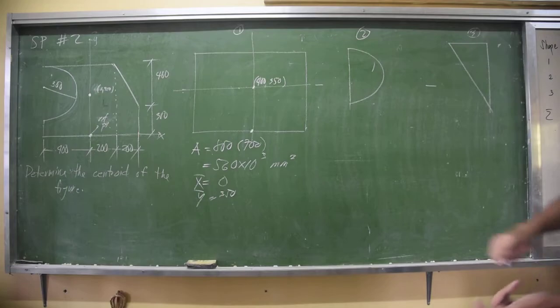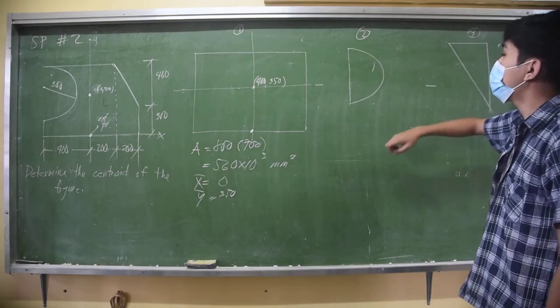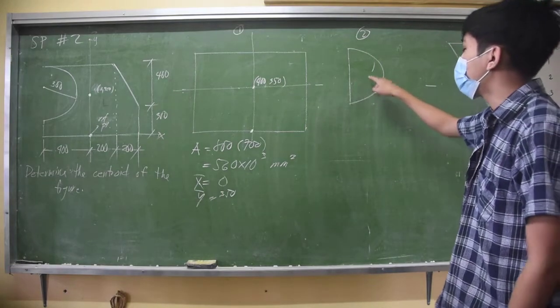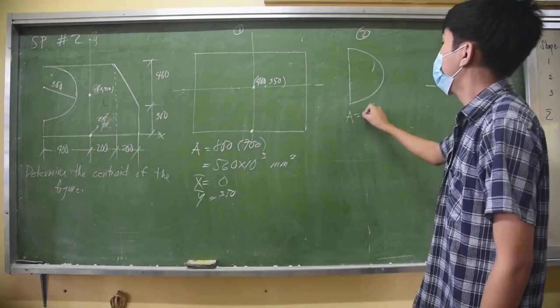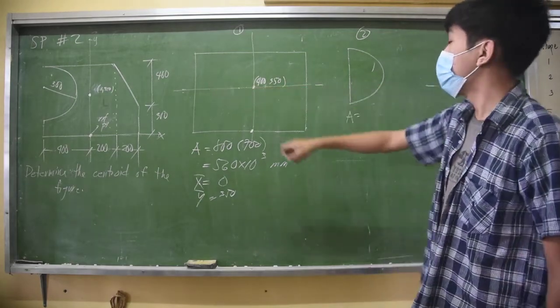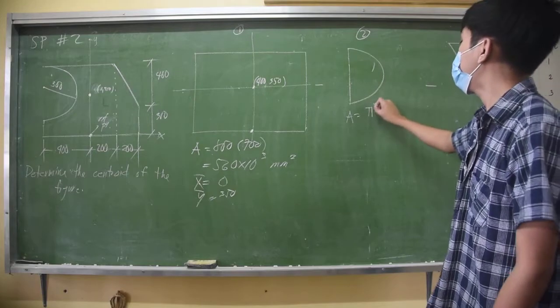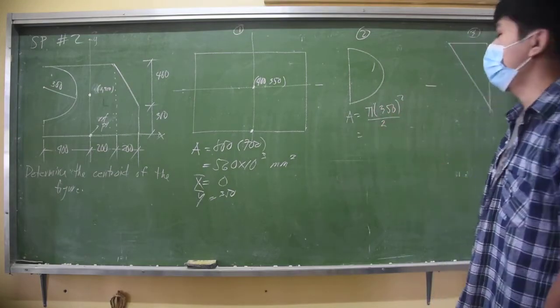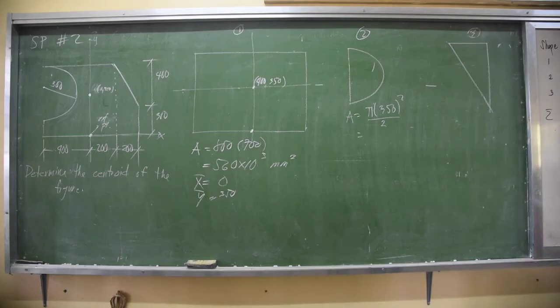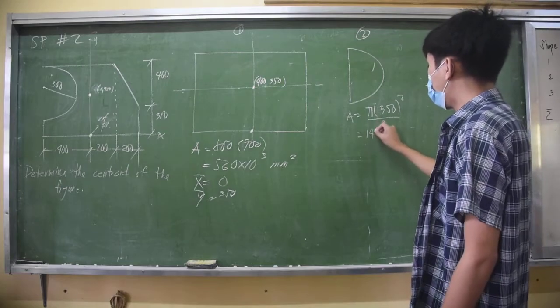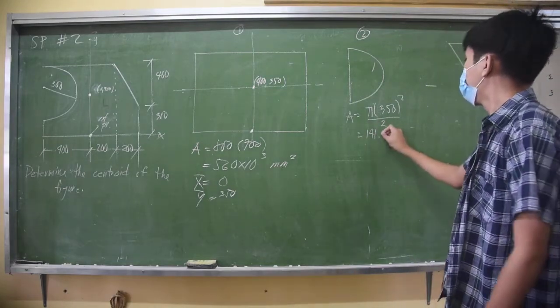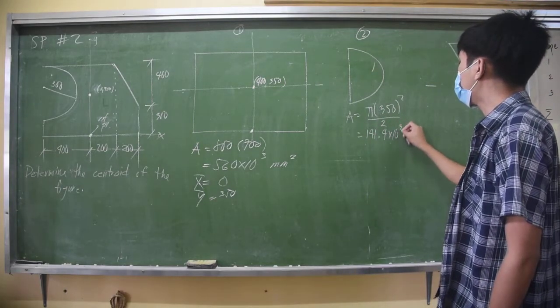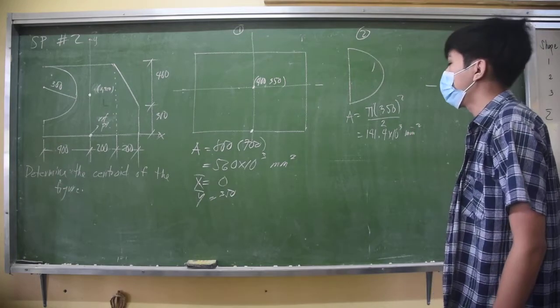Next, semicircle. We have a formula for that. No, the area first. Our area, its radius is 300. So, pi r squared divided by 2, and that is equal to 141.4 times 10 raised to 3 mm square.